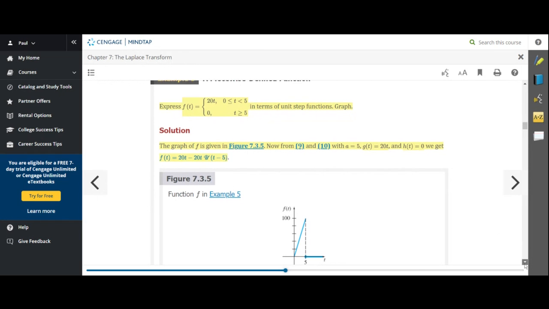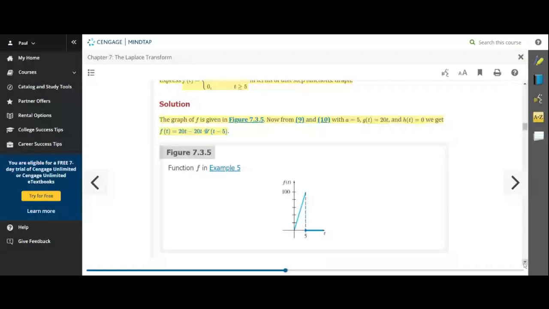And they actually have a picture below just of what this piecewise function f of t looks like. See how it equals 20t when t is between 0 and 5. So it's a linear function with a slope of 20. And when t equals 5, f of t equals 20t, that's 20 times 5, that's 100. Okay, so it reaches 100 at t equals 5, and then it just turns off when t is greater than or equal to 5, and the function equals 0.